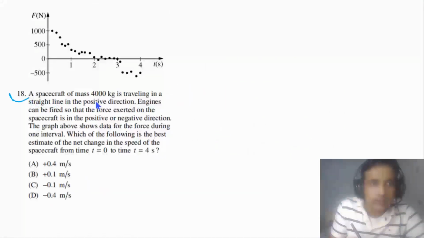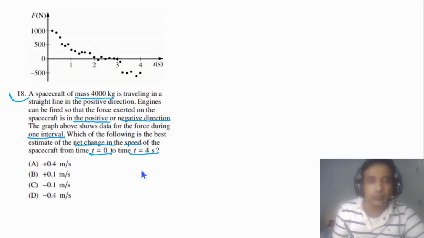Question 18 says a spacecraft of mass 4000 kgs is traveling in a straight line in the positive direction. Engines can be fired so that the force exerted on the spacecraft is in the positive or negative direction. The graph above shows data for the force during one interval. Which of the following is the best estimate of the net change in the speed of the spacecraft from time t equal to 0 to time t equal to 4 seconds?